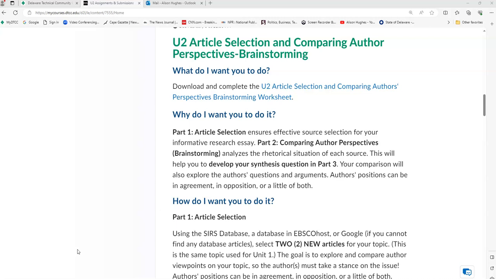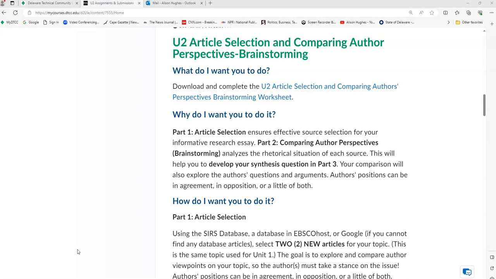But the first part is where you are going to tell me what the articles are that you selected to use for Unit 2. And keep in mind, these must be two new articles, okay? For part 2, you'll be comparing each author's perspective on the issue at hand.